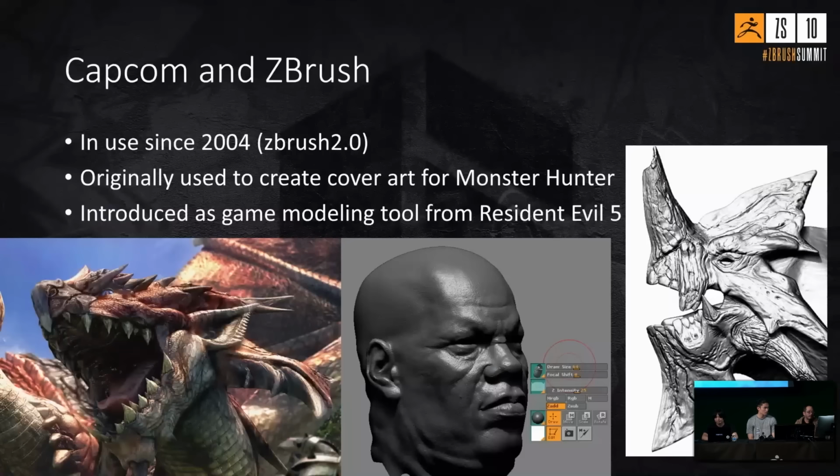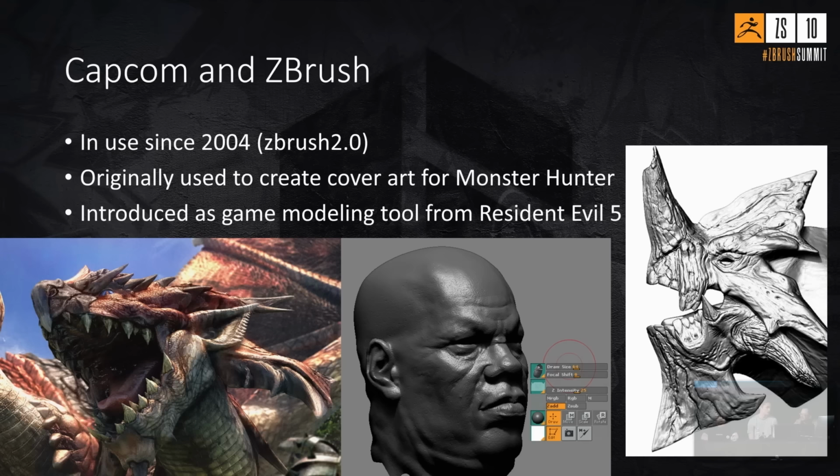Even before games were using normal maps, Capcom was using ZBrush. It was around 2004, when ZBrush was version 2. As you can see on the left, it was mainly used for high-end models for the Monster Hunter packages. Before this, it took about 3 weeks to get a package done, but it only took about 3 days with ZBrush, and I remember being very impressed.